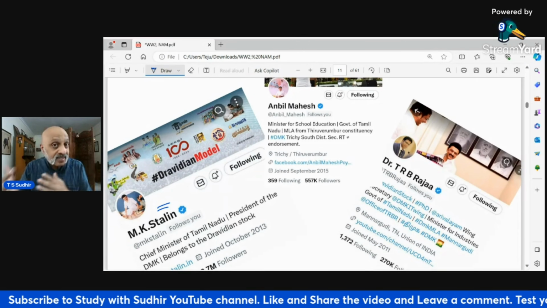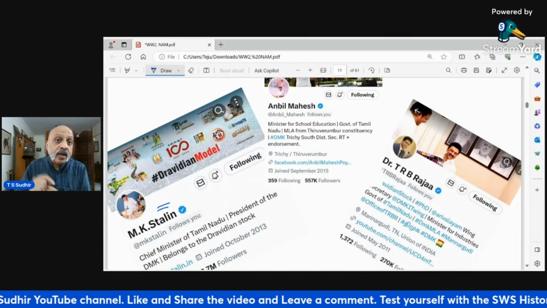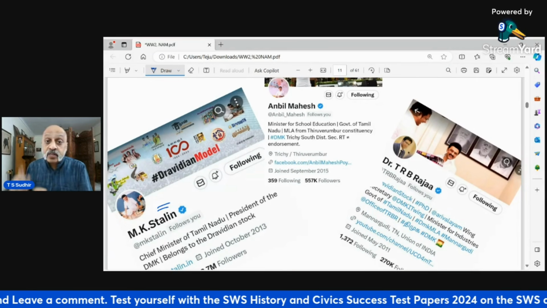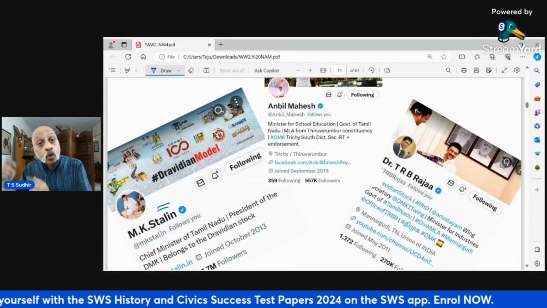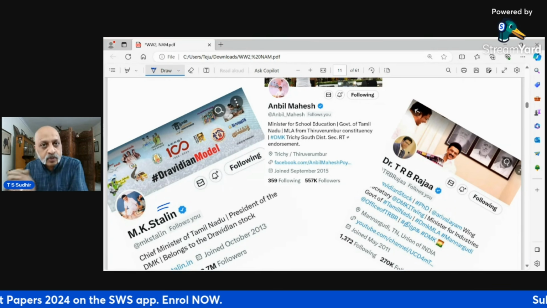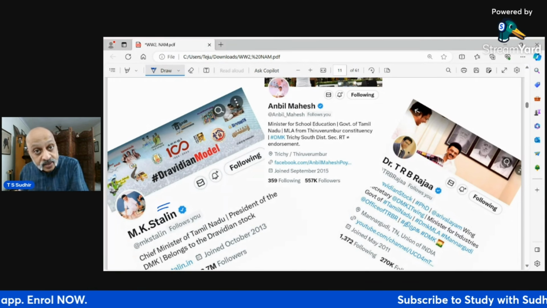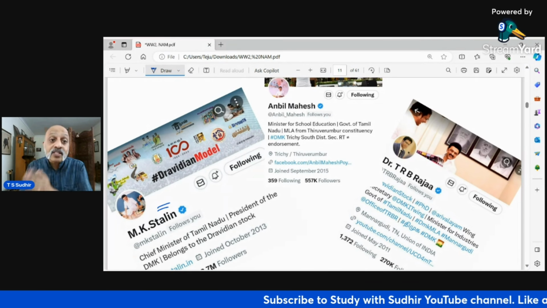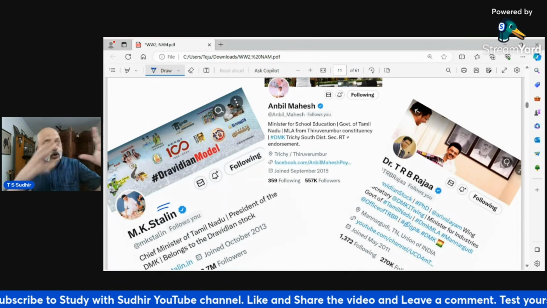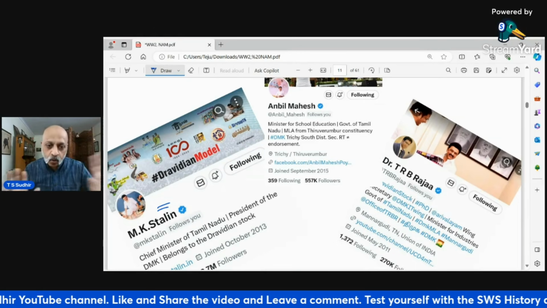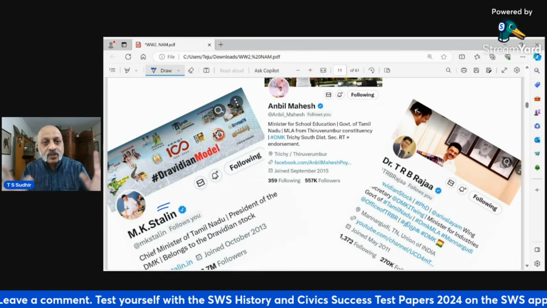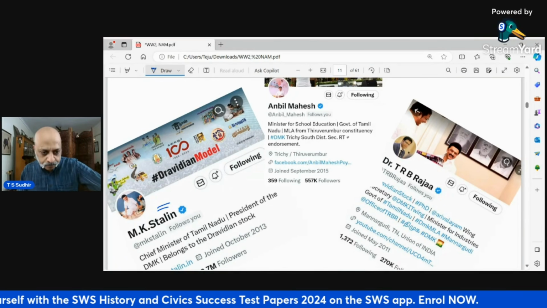So M.K. Stalin, as the Chief Minister of Tamil Nadu, decides that Anbil Mahesh will be my school education minister. He decides that T.R.B. Raja will be my industries minister. Earlier, it was P.T.R. Tyagarajan who was his industries minister. A year or so ago, he was moved out and made the IT minister, information technology minister, and Raja was made the industries minister. That prerogative is with M.K. Stalin as the chief minister of the state of Tamil Nadu. So I hope you are able to understand the parallels between the center and the state. Okay, I just thought, let me clarify, because there are many students who were asking these kind of doubts. So I hope with the help of these examples, it is now clear.